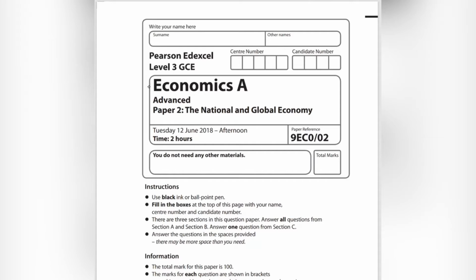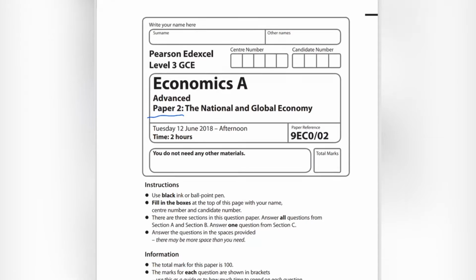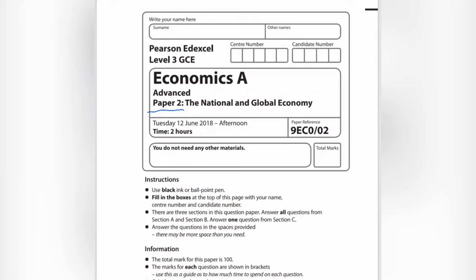We're looking this time at, again, Economics A, but a macro paper, paper 2, the national and global economy. This is an A-level paper as opposed to an AS level paper, meaning that it covers a range of content from both lower sixth and upper sixth, year 12, year 13, grade 11, grade 12. So depending on what year you're in, this could be applicable to you, but it's going to be most applicable for those people who are in their final year of school.